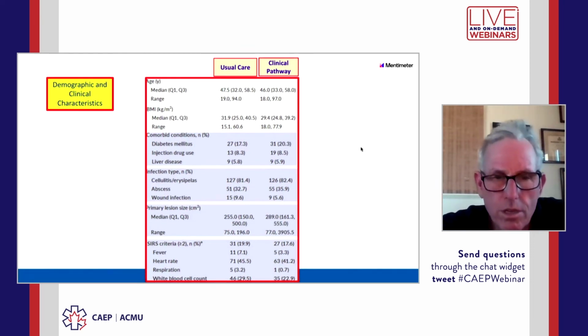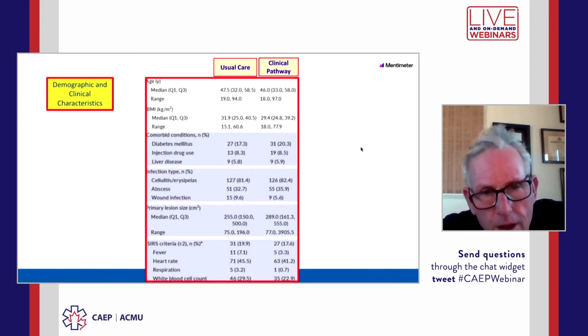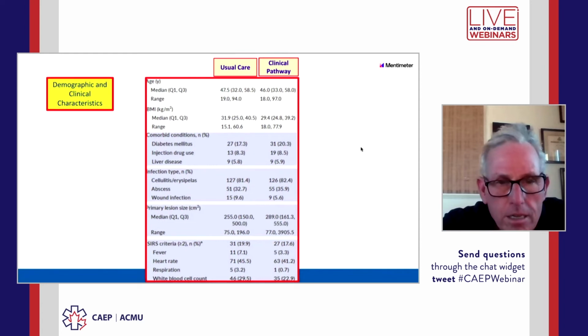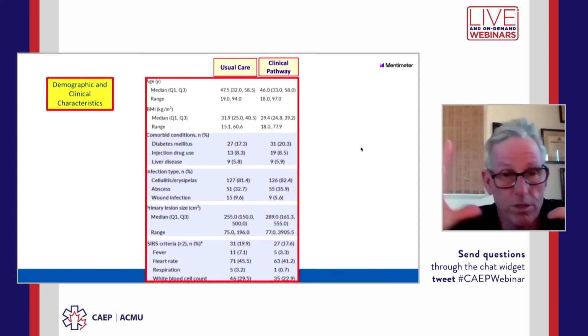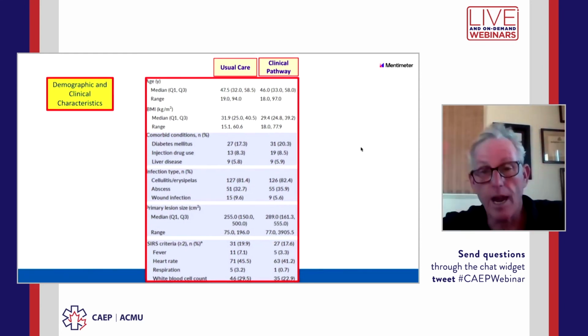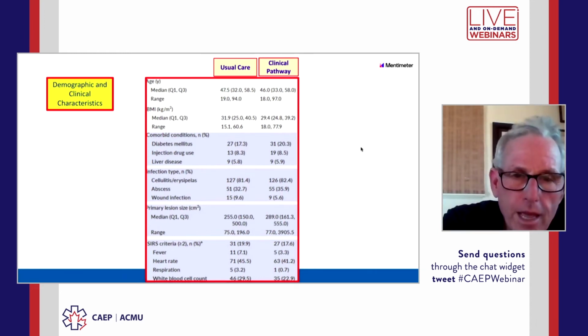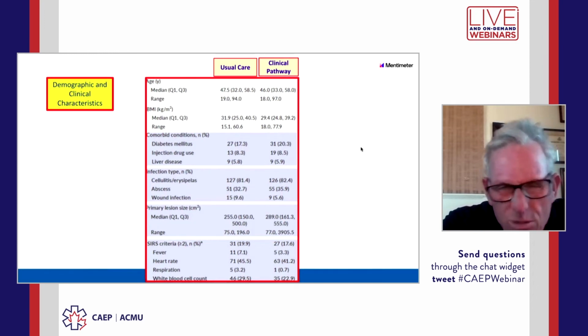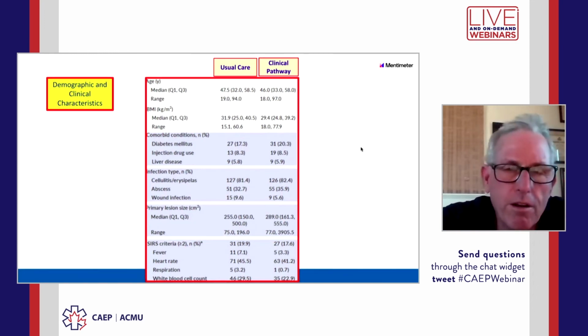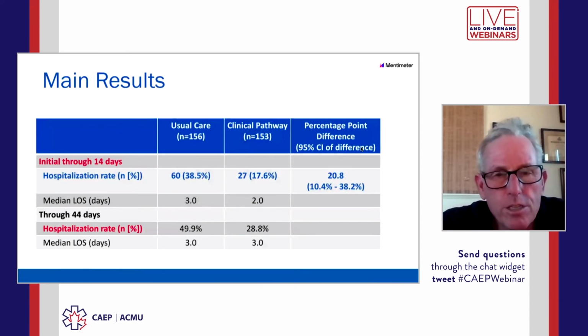So that's what you guys probably think in centimeters, but that's what 255, 289 square centimeters would look like, at least like an iPad. And that's the average, so half were bigger. And about 20% met SIRS criteria, and about 25% had an elevated white count. Okay, next slide. And here's our main results.